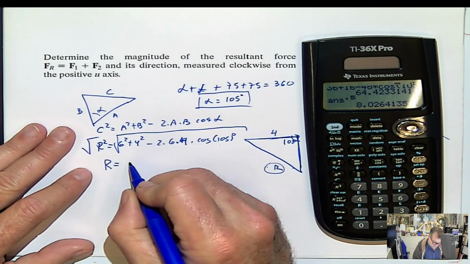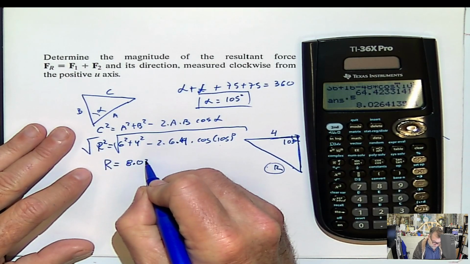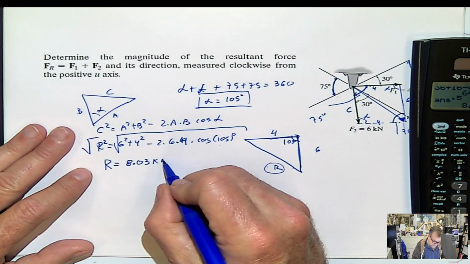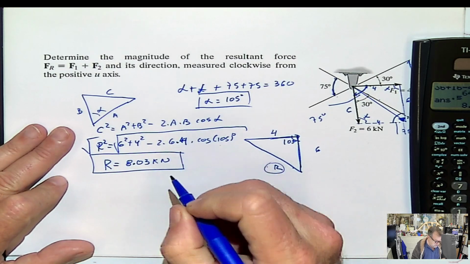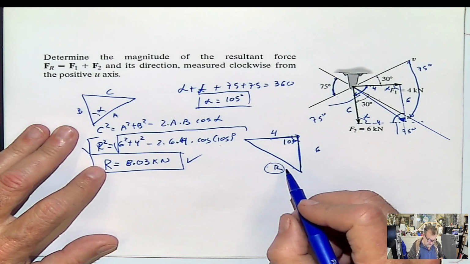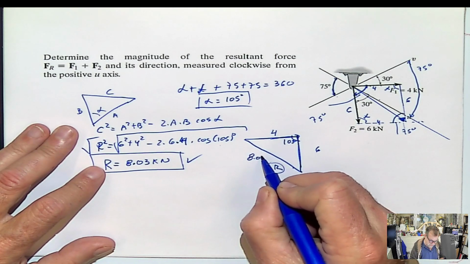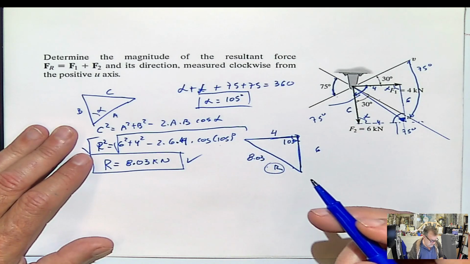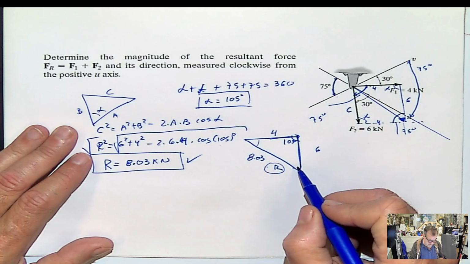The resultant force is 8.03 units, kilonewton. So this is the first part, value of the resultant force. Now I know this value, 8.03. What else do we need? We need the angles. What angle? Any angle. I mean, I can calculate now this, and I can calculate this if I want to.